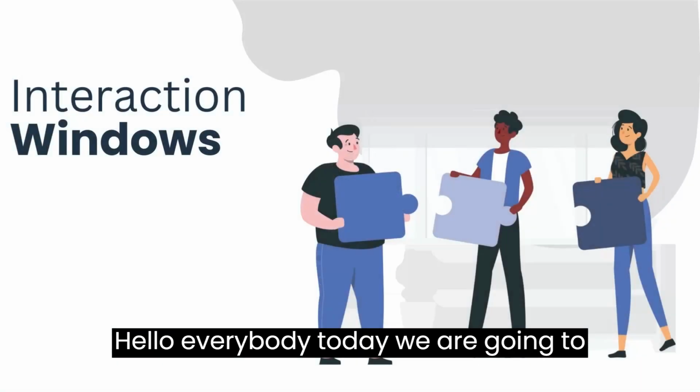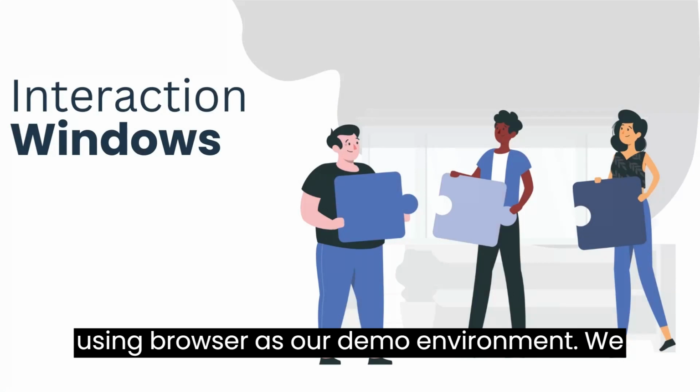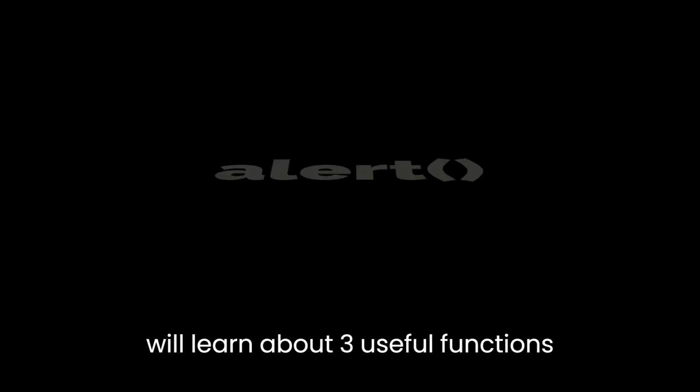Hello everybody. Today we are going to explore how we can interact with the user using the browser as our demo environment. We will learn about three useful functions: alert, prompt, and confirm.